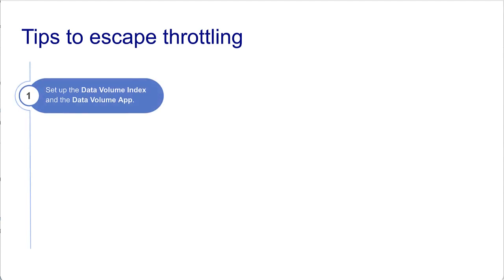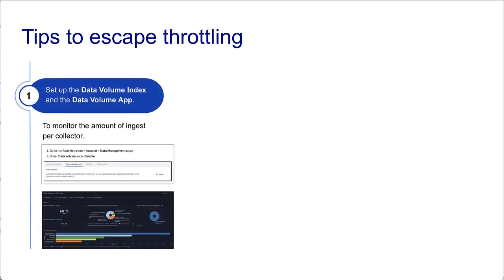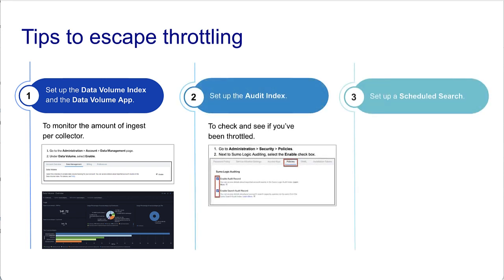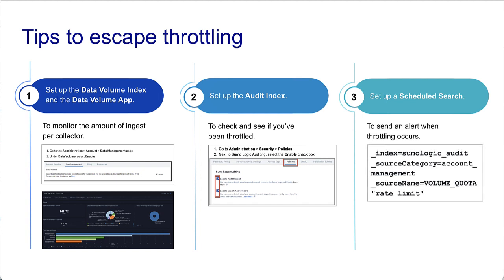Here are some quick ways to avoid getting throttled. First, set up the Data Volume Index and the Data Volume app to monitor the amount of ingest per collector. Then, set up the Audit Index to check to see if you've been throttled. When the Audit Index is enabled, you can set up a scheduled search to send an alert when throttling occurs.